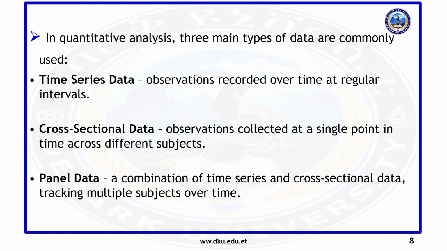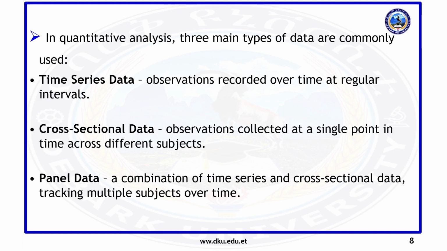The second one, cross-sectional data: observations collected at a single point in time across different subjects. For instance, a survey of household incomes in a city this year or students' test scores in one semester. The focus here is on the differences between subjects, not changes over time. That we call cross-sectional data.